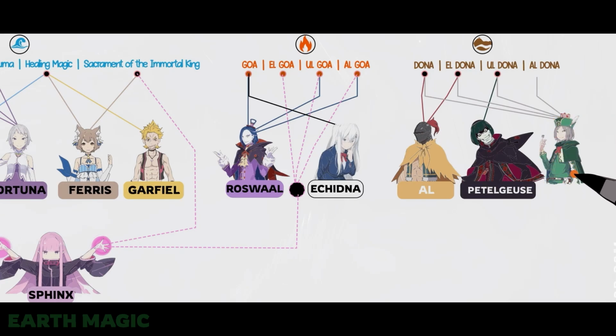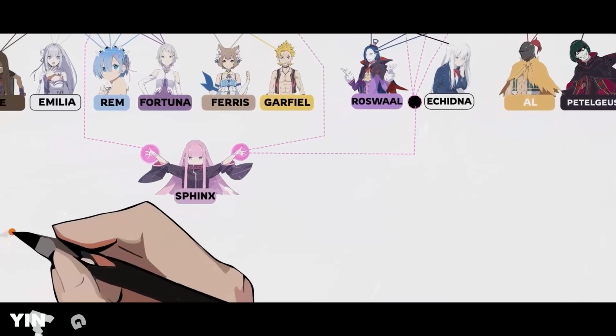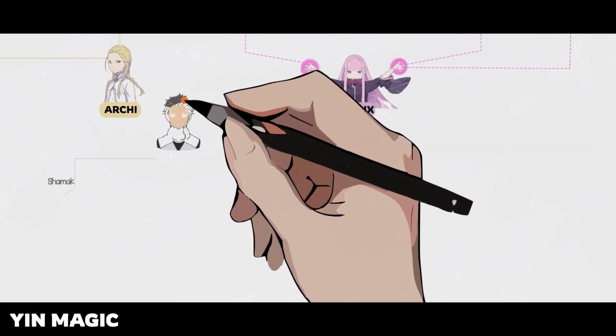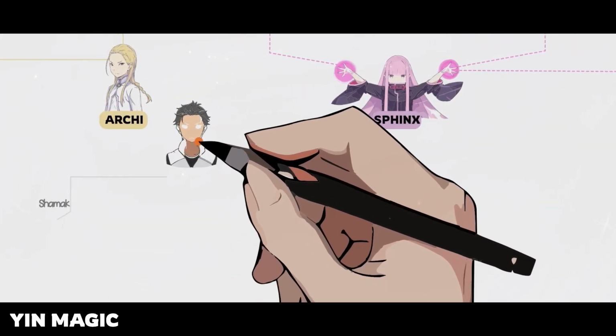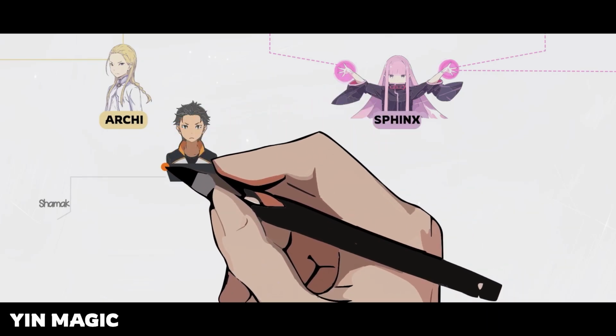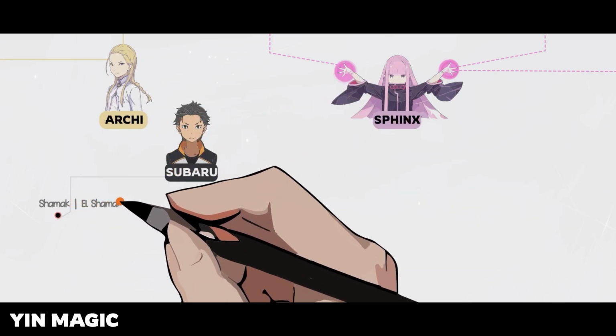Next is Yin Magic. The first spell Subaru learns in the series is Shamak. The other variants of the spell are El Shamak, Ul Shamak, and Al Shamak. Puck can use the basic Shamak spell, while Beatrice can use all variants.